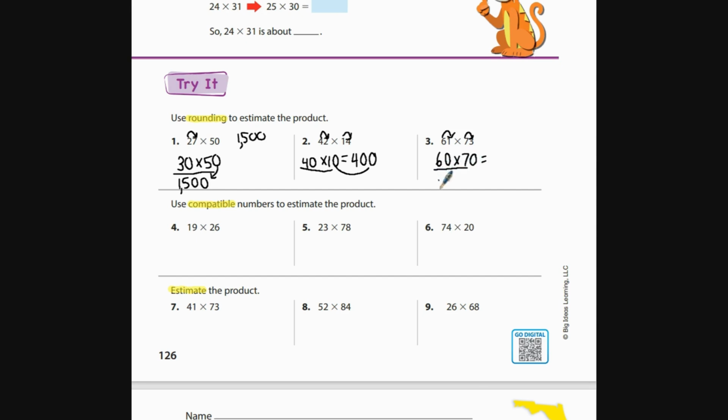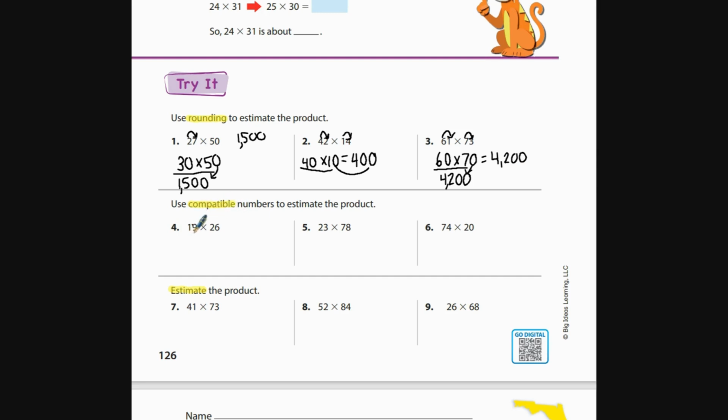Now I multiply. Let's multiply 60 times 7. 6 times 7 is 42 with that 0. However, don't forget this one because we need to add him back. So what I really have is my estimated product is 4,200. Okay. Now, this one's a little different. Remember what I told you?